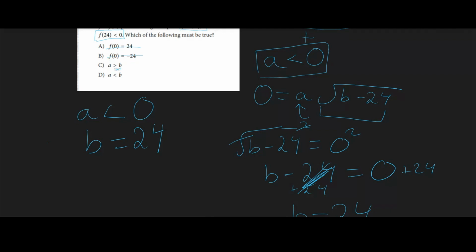Is a greater than b? Well, if a is less than 0 and b is equal to 24, that means a is a negative number, and a negative number cannot be greater than 24. So that doesn't make sense. And then we're left with a is less than b. Does that make sense? Well, is any negative number going to be less than 24? That sounds about right. So there is your answer.